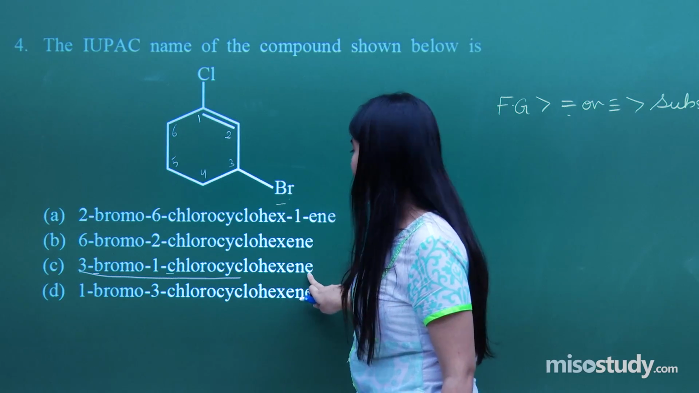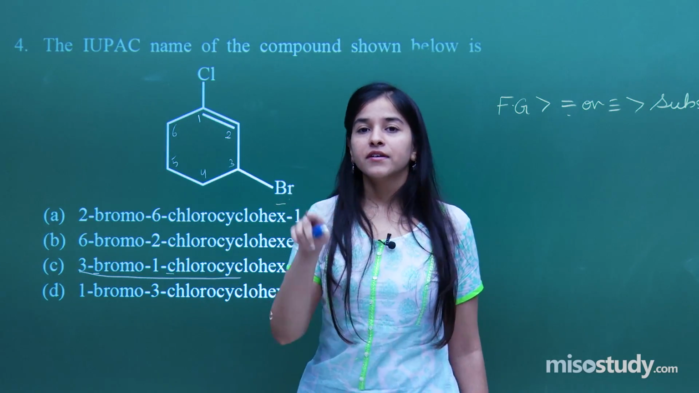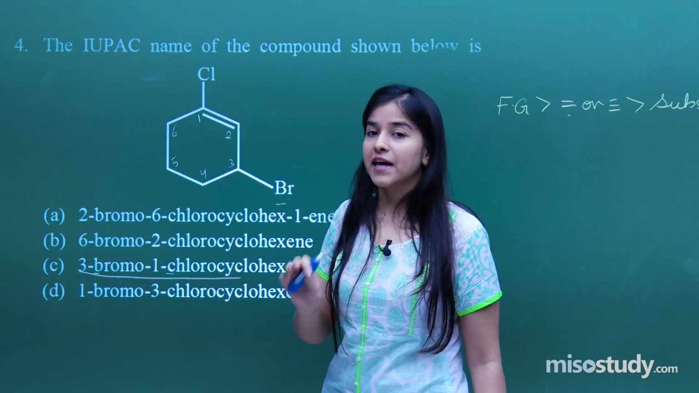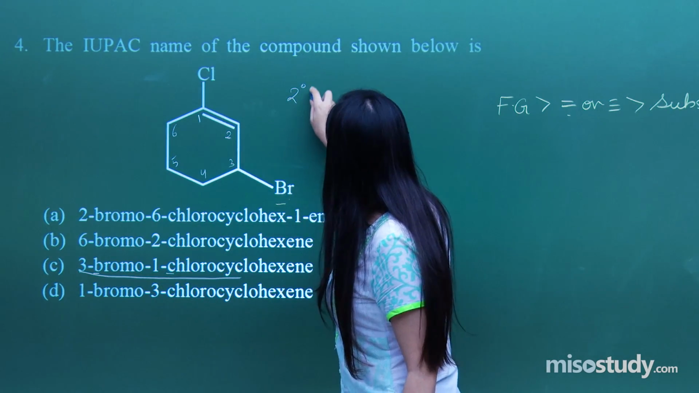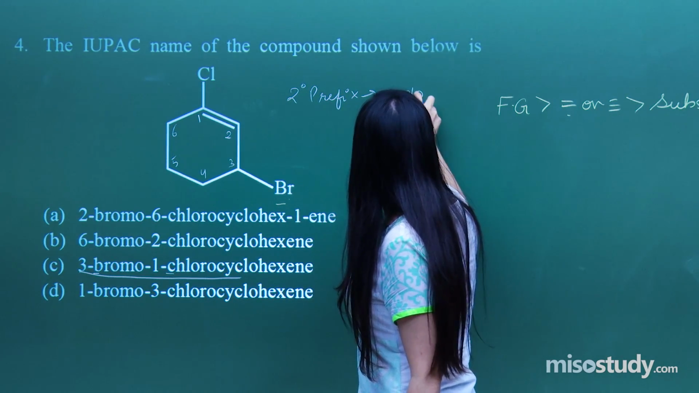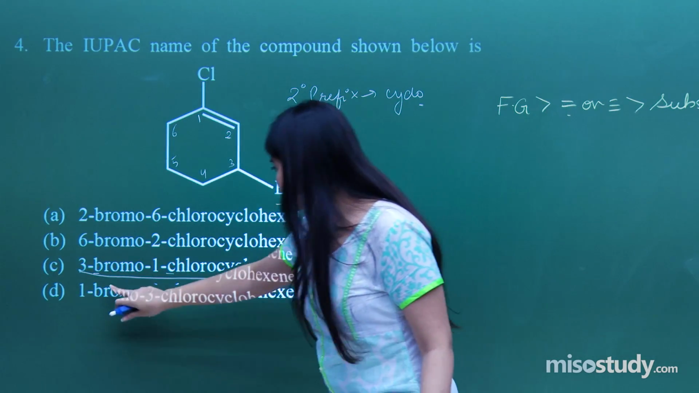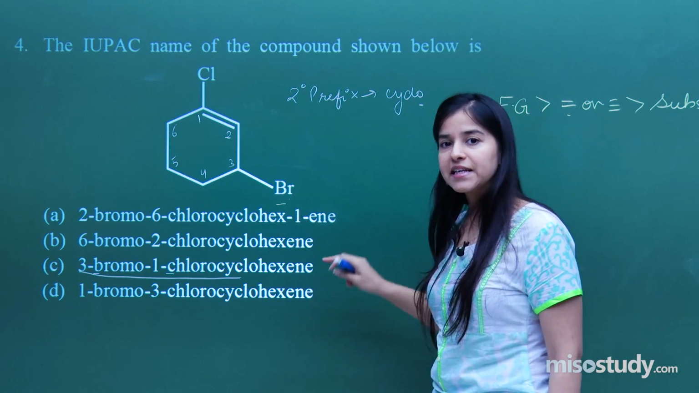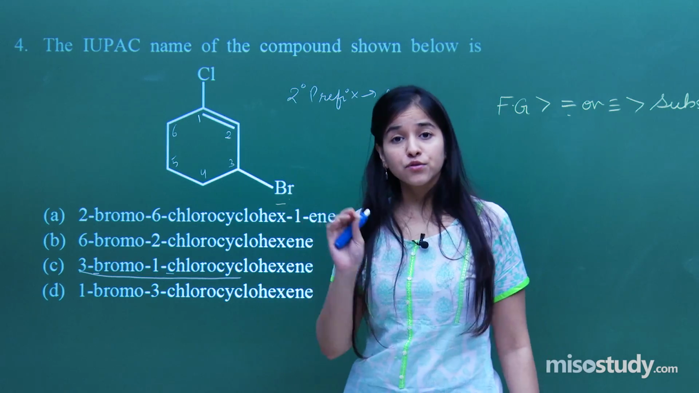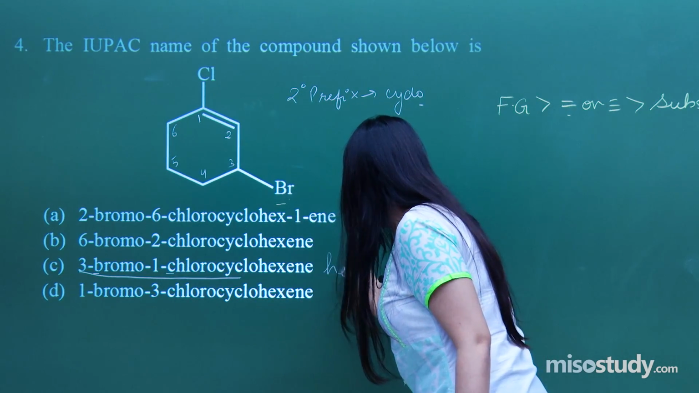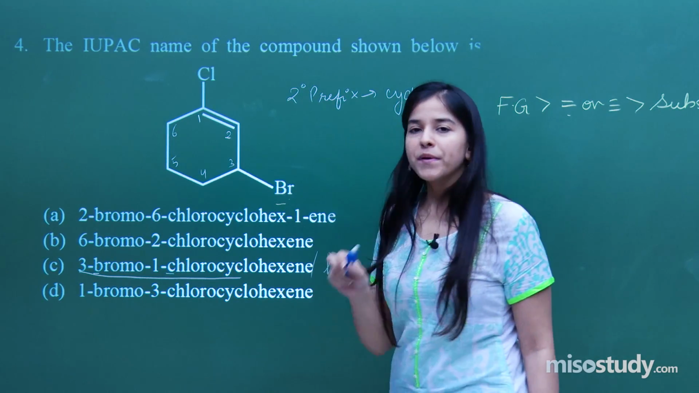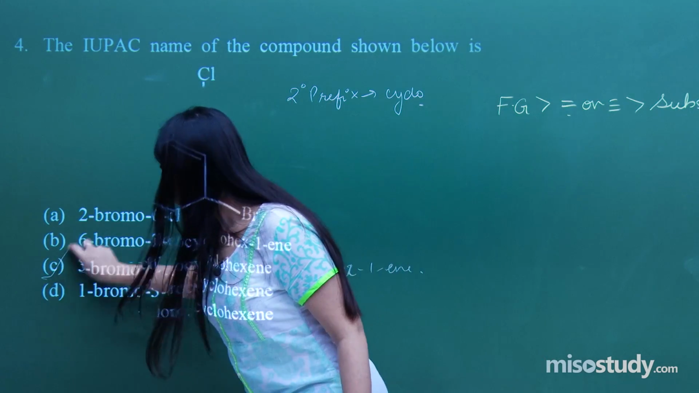Finally, cyclohexane. I need to have a prefix over here, what kind of a prefix? A secondary prefix, which is cyclo over here. That means I've got my answer, 3 bromo, 1 chloro, cyclohexene is the answer. Or you can also write it as hex 1 ene, that will also be correct. So I hope everybody has got the answer right.